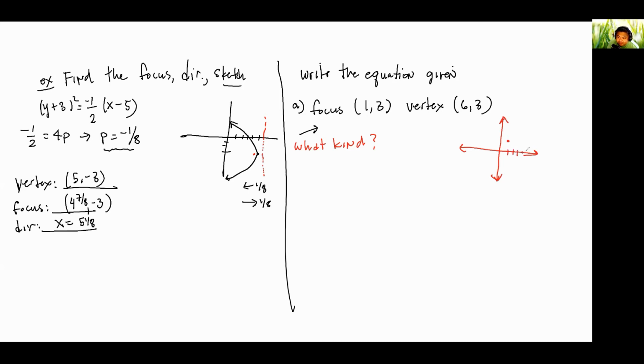1, 2, 3, 4, 5, 6. If this is the vertex and the focus, this is a horizontal parabola facing left. Actually, it would be more narrow, right? So this, of course, tells us which equation we're going to use: y minus k squared equals 4p times x minus h. So fill in the blanks. We know h and k.